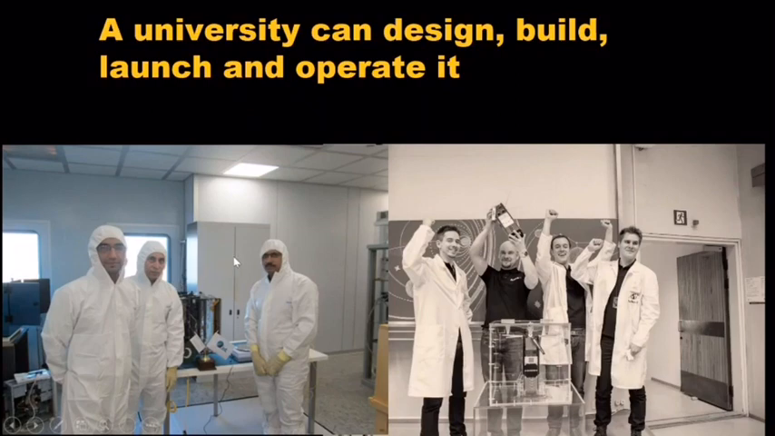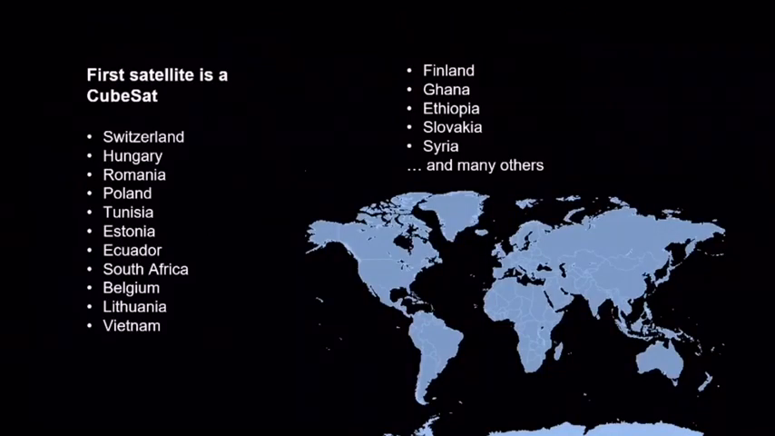On your left side is a picture demonstrating the Pakistani team of ICUBE-N, and on the right side of the picture is a Finnish team. The Finnish team launched their first satellite, which was called Aalto-1, back in 2017. Since the CubeSat standard has revolutionized the space industry, many countries are launching their first satellite as a CubeSat.